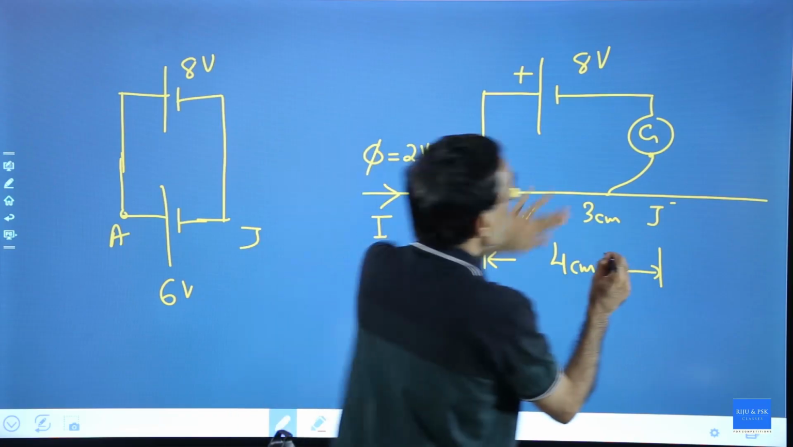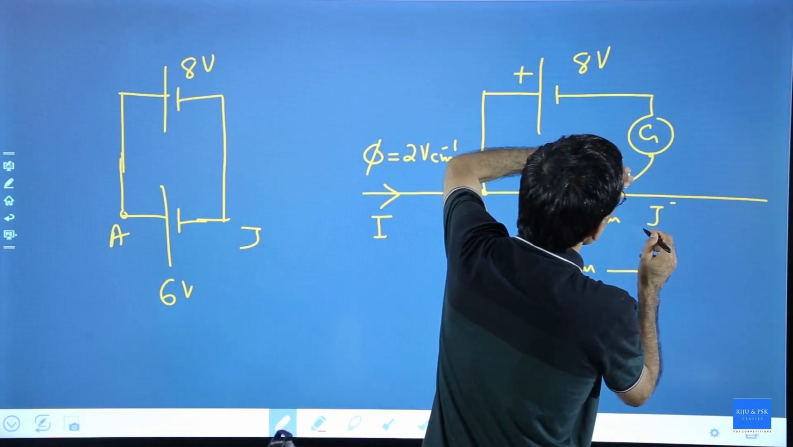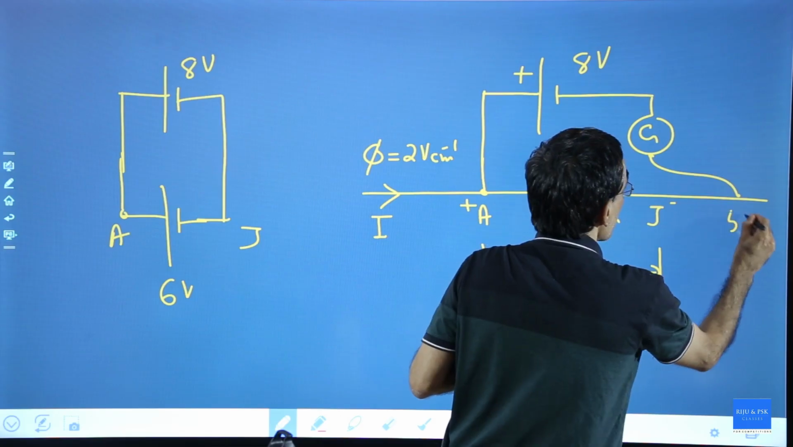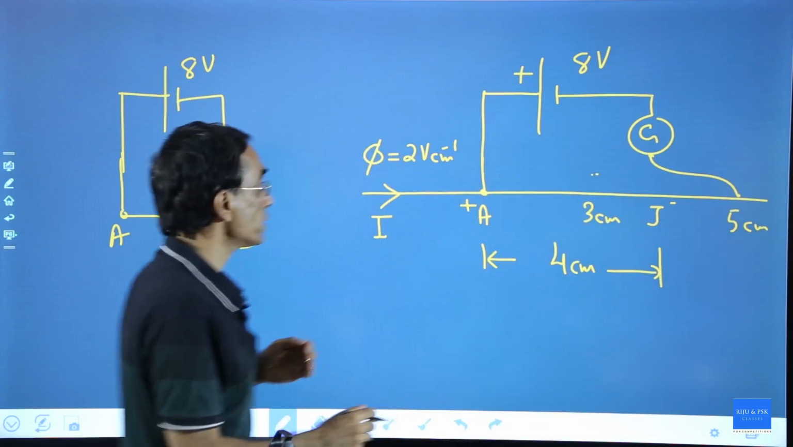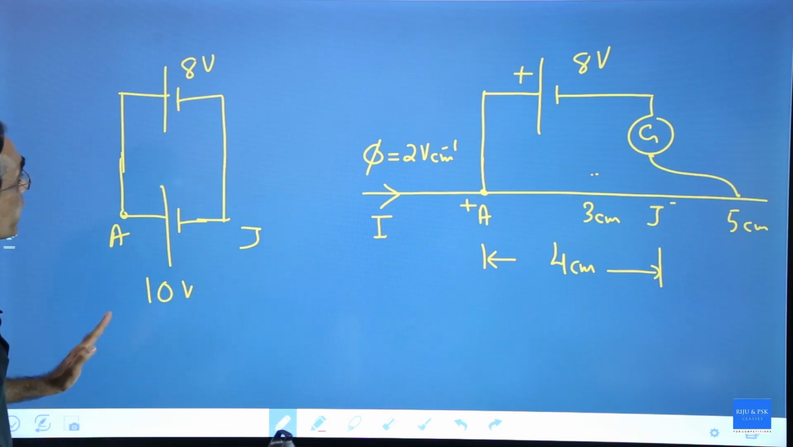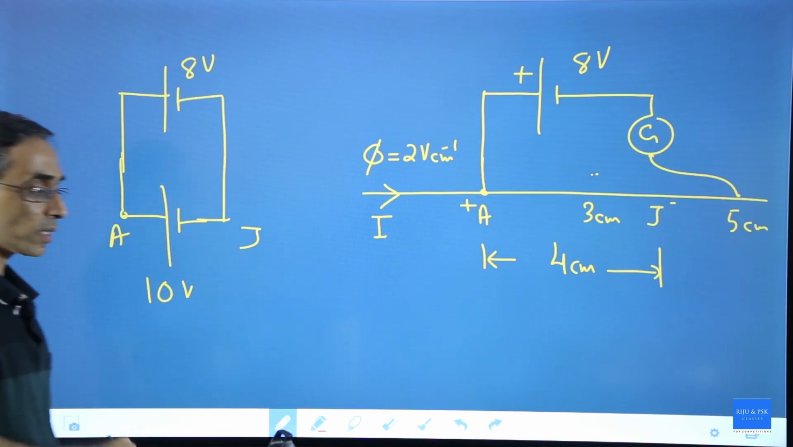What will happen if I disconnect this point and connect this to 5 centimeter? Then this will become 5 into 2, 10 volt. This is greater, current will show in the opposite direction.